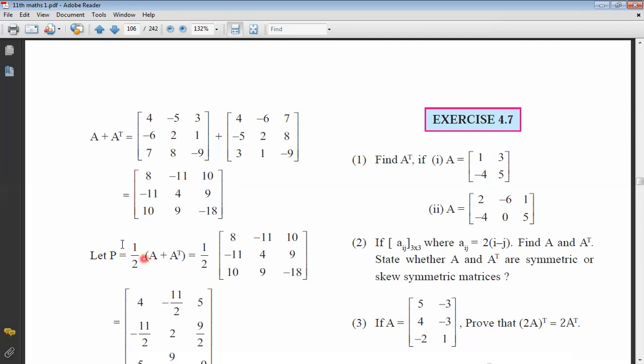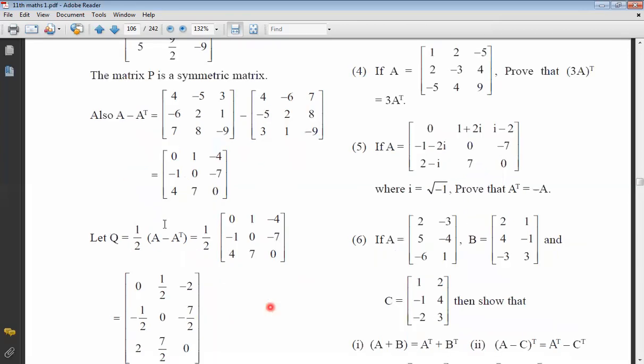Now let P be half of A plus A dash. Half I'll keep outside because all are not even numbers, so half I can keep outside. They have actually divided by 2, so 8 by 2 is 4, minus 11 by 2. You can do it this way, but I prefer keeping half outside and avoiding fractions.